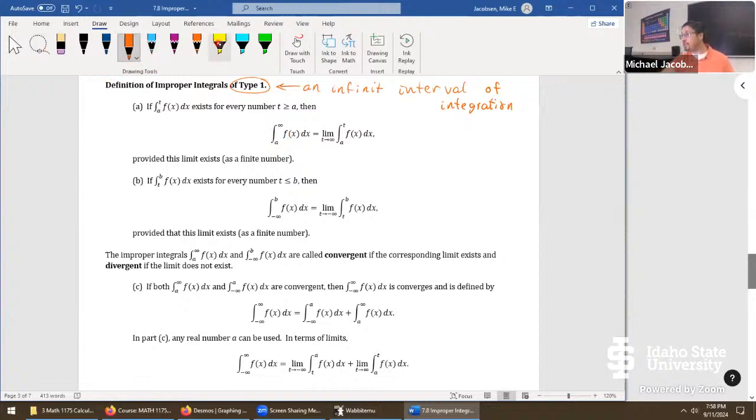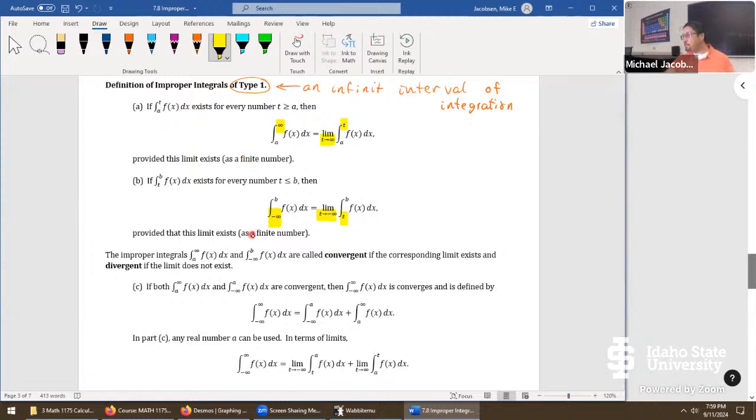We could also deal with something like this one. If you have a negative infinity as opposed to a positive infinity, you just take the limit as t goes to negative infinity, and you throw in t for the lower limit of integration. If it's up here, then t goes into the upper limit of integration to replace the infinity. So that's the name of the game. Wherever your infinity is, we throw in a limit statement, replacing the infinity with the new variable t. So those are two types already.